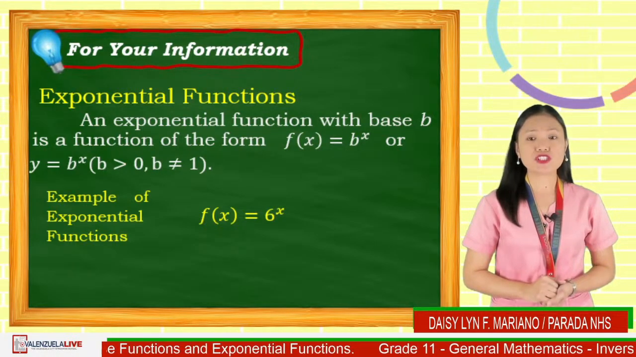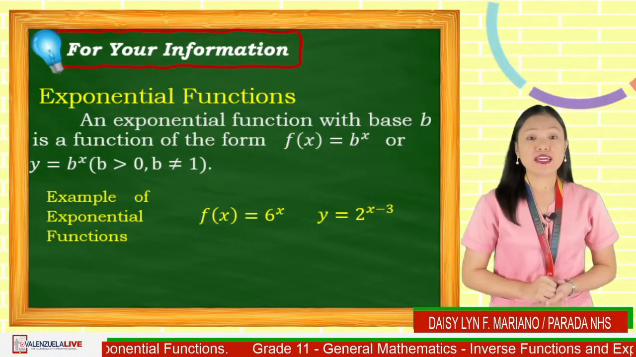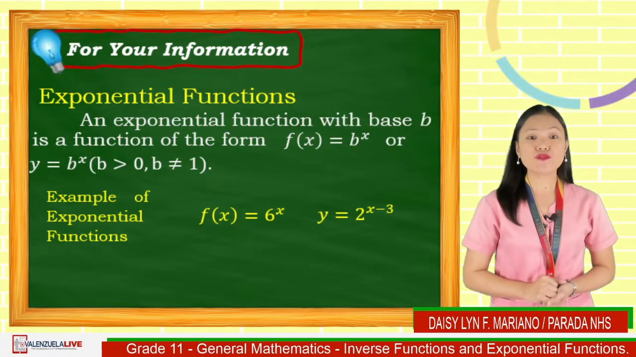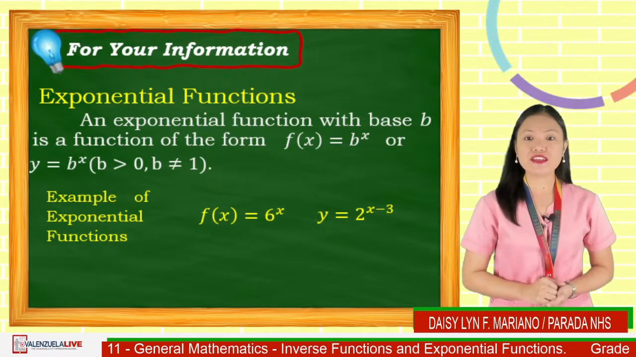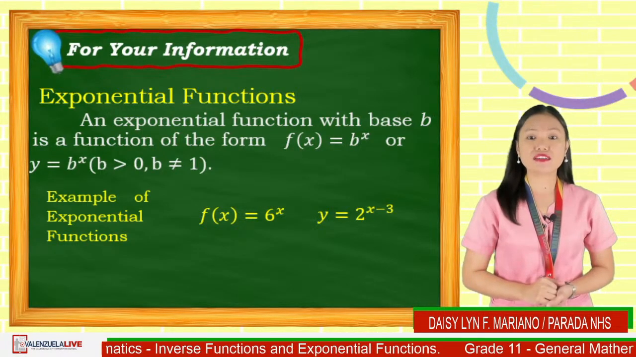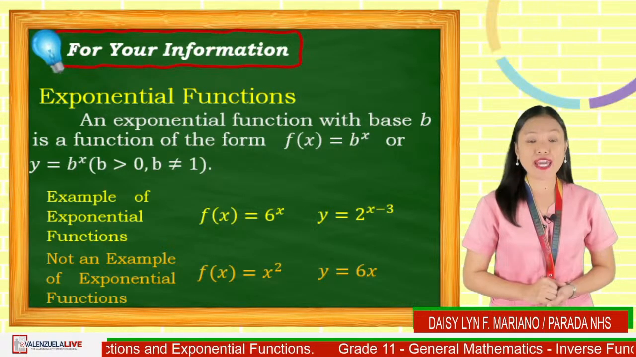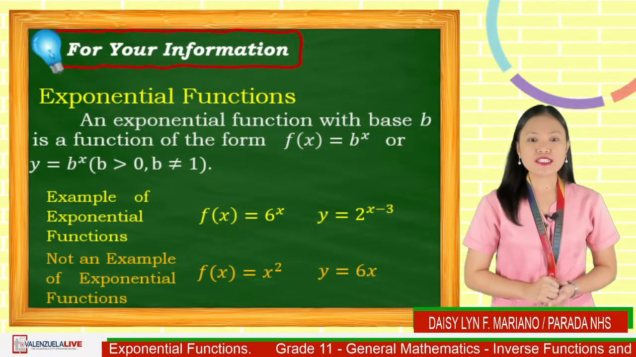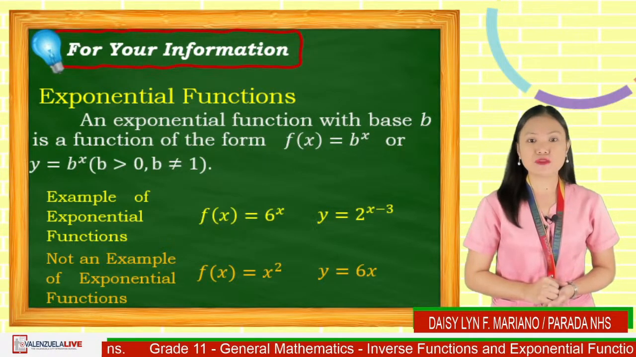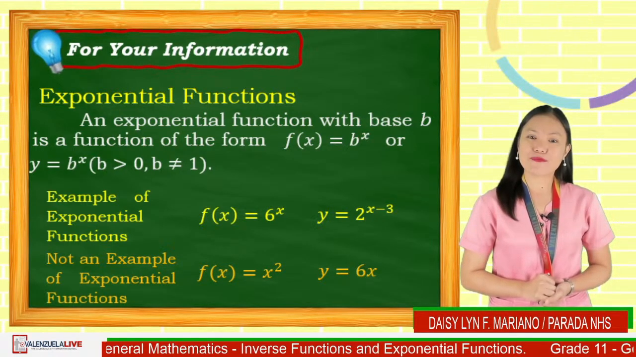Another example of exponential functions is y is equal to 2 raised to x minus 3. It is in the form y is equal to b raised to x, where 2 is the value of b, and it is greater than 0 and not equal to 1. Our next examples are not exponential functions. F of x is equal to x raised to 2, and y is equal to 6x. Notice that exponents are not expressed in variable, and b cannot be determined if greater than 0 and not equal to 1.